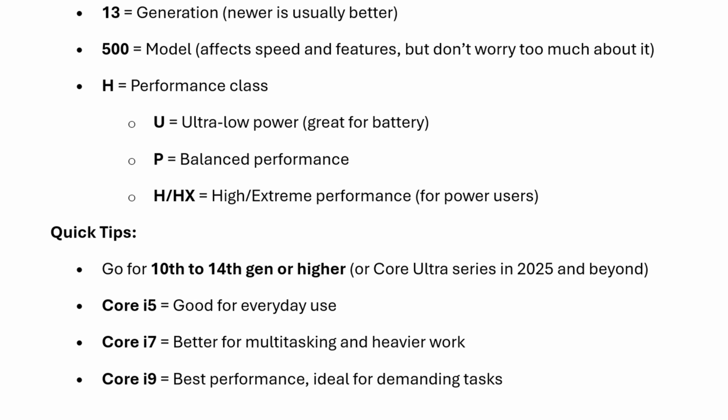Core Ultra 5 is good for everyday use. Core Ultra 7 is better for multitasking and heavier work. And the best performance is on Core Ultra 9. So with this in mind, choose based on your budget and what your priorities are.